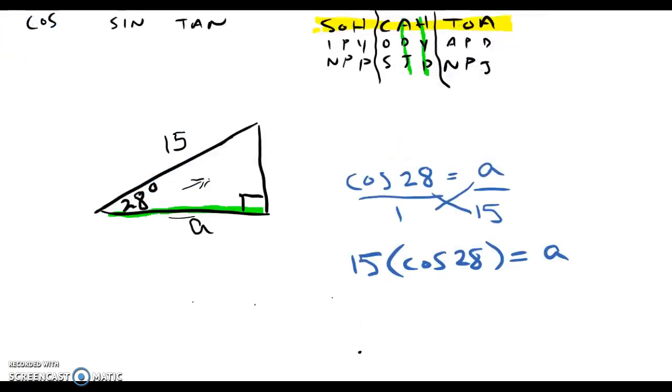So the measure of a is 13. And by the way, that makes sense because neither one of the legs can ever be longer than the hypotenuse. The hypotenuse is always the longest side on the triangle. So if this were bigger than 15, it means you did something incorrectly.